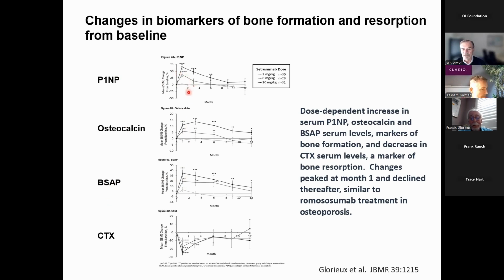That's very encouraging. The last marker, CTX, is a marker of bone breakdown, and that was reduced during the course of the study. Also very encouraging. So we had increases in markers of bone formation and a reduction in markers of bone breakdown. So this is exactly what we want to see in drugs like this.